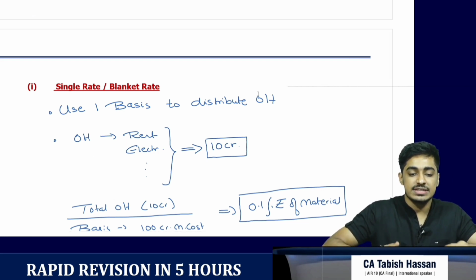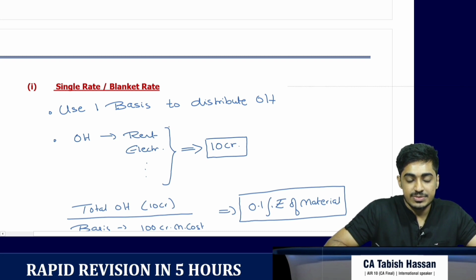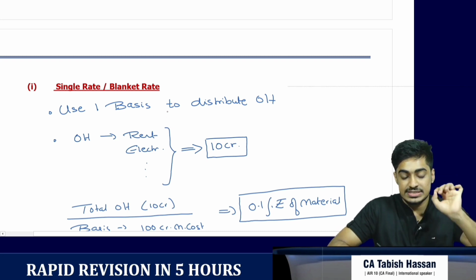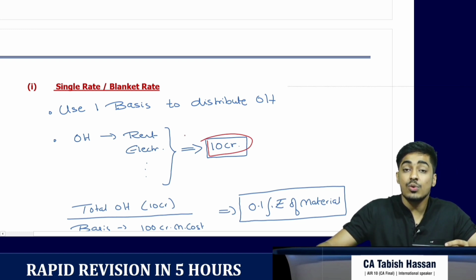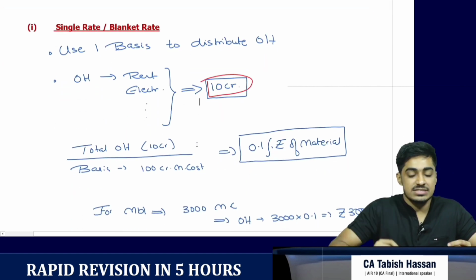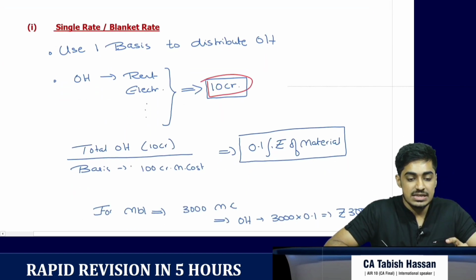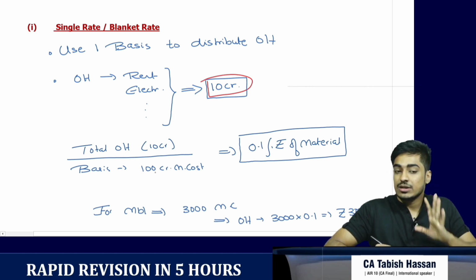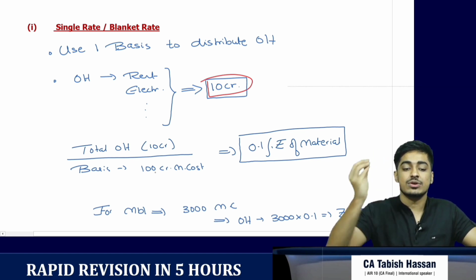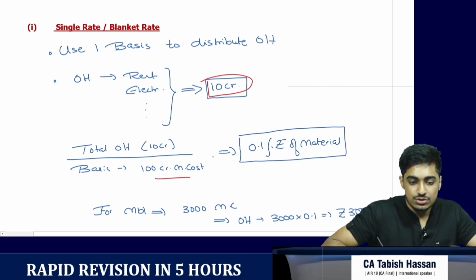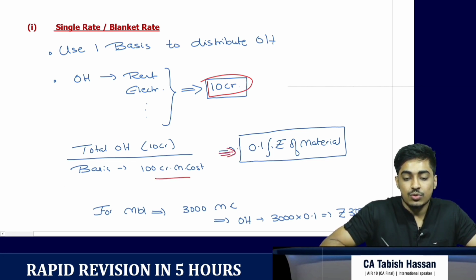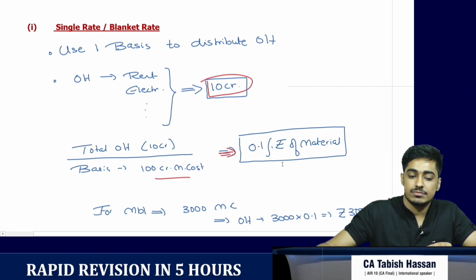So we have all different overheads, say rent, electricity, advertisement. So we're telling, what is the total overheads? Tell us the total overheads. So the total overhead comes to 10 crore rupees. Okay, now we are comparing it with the basis. Okay, one single basis. Say for example, the basis is material cost. So the total overhead is 10 crore. We are comparing it with the basis that is 100 crore of material cost. So we get the overhead recovery rate as 10 crore divided by 100 crore. It is 0.1 per rupee of material.